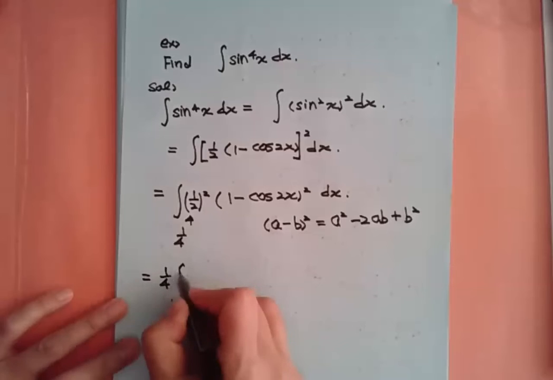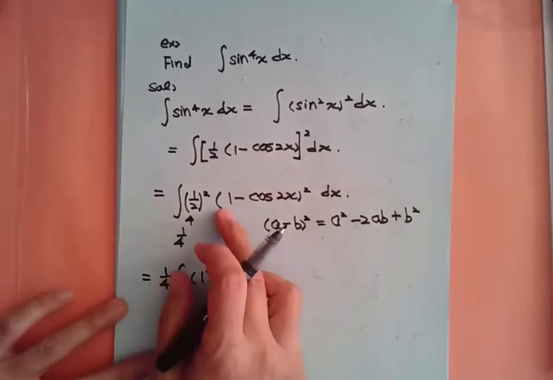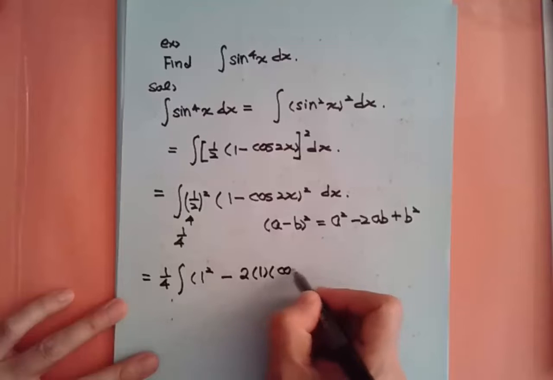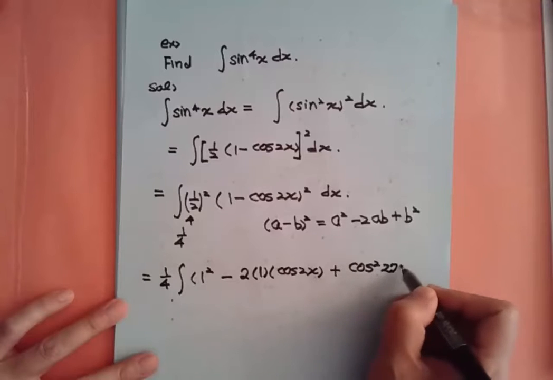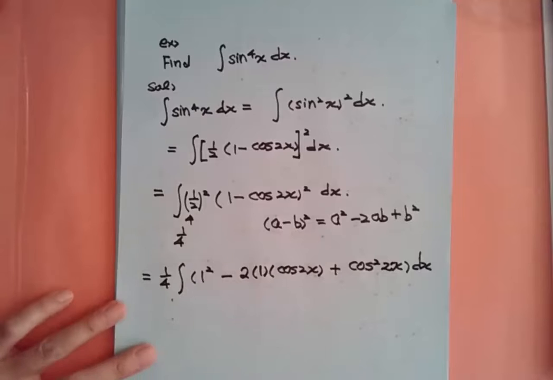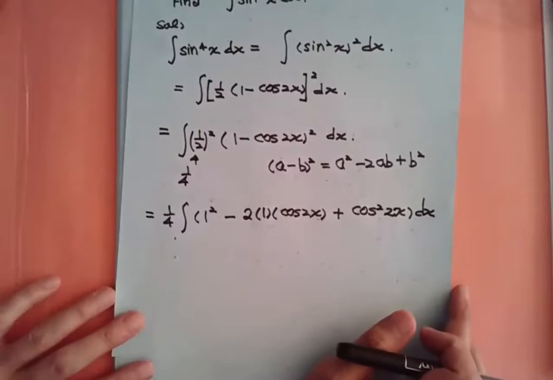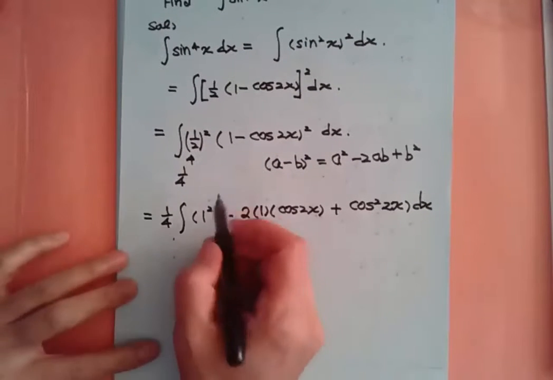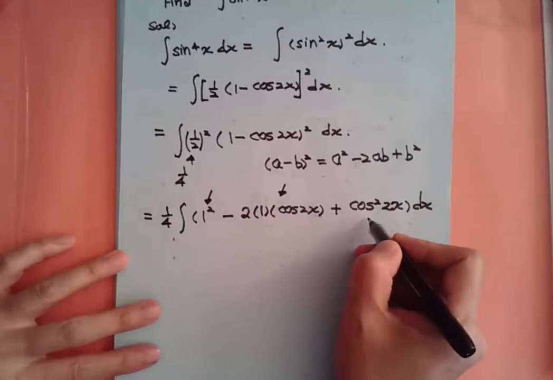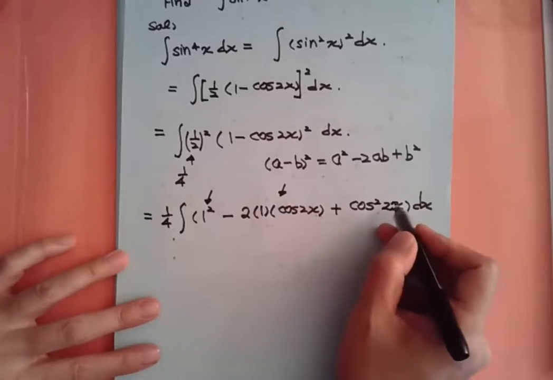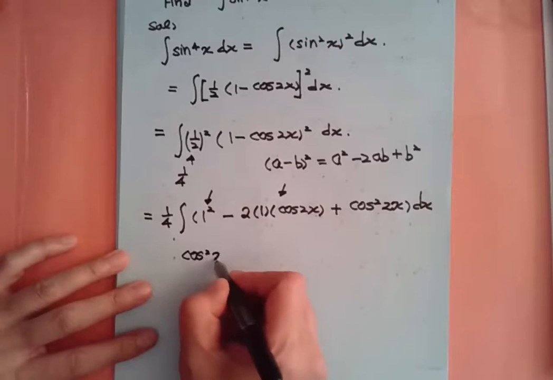So 1/4 integration. So the first one squared, so 1 squared minus 2 times first one, which is 1, times the second one, which is cosine of 2x, plus the second term squared, so cosine squared 2x dx. So what's happening here is definitely first and second term can be integrated. But for third term, cosine squared of 2x, we have to lower the degree again to integrate by using half angle formula. This time we will use half angle formula for cosine.